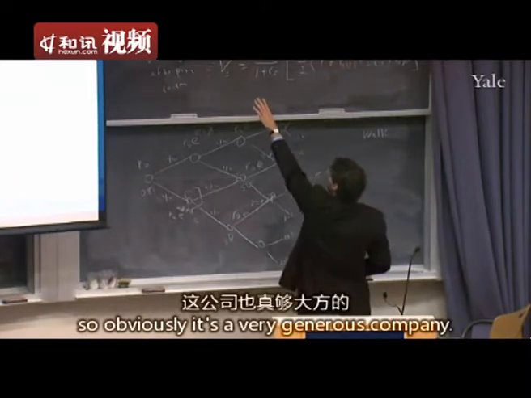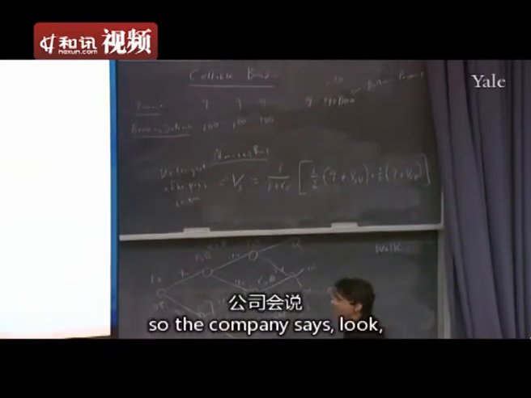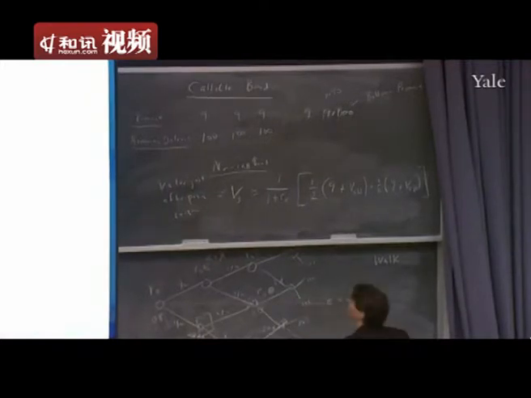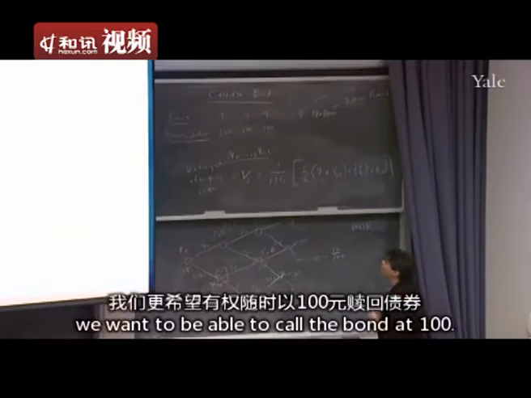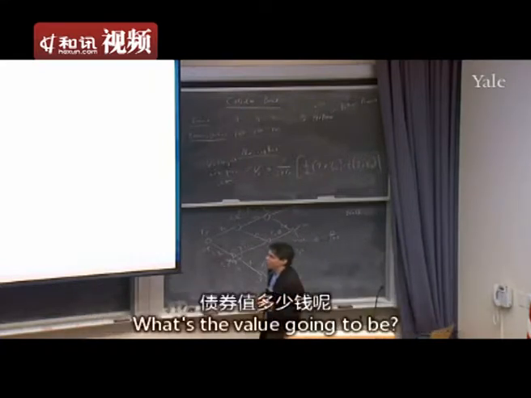So obviously, it's a very generous company. The company may not want to be so generous. So the company says, look, we want to be able to call the bond at 100, okay? Now, that simple option, what's it going to be? What's the value going to be?